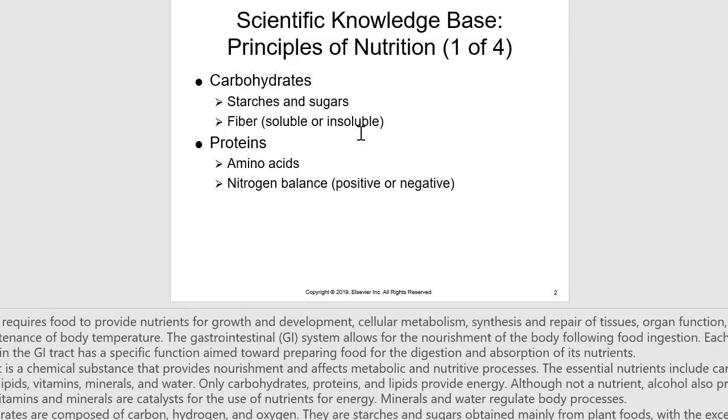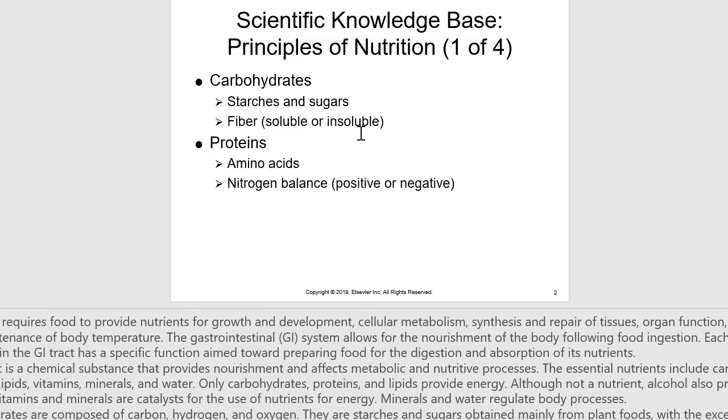Protein is composed of 16% nitrogen. The body uses nitrogen for building, repair, and replacement of body tissues. The achievement of equal nitrogen input and output is called the nitrogen balance. When intake of nitrogen is greater than output, the patient is in positive nitrogen balance.